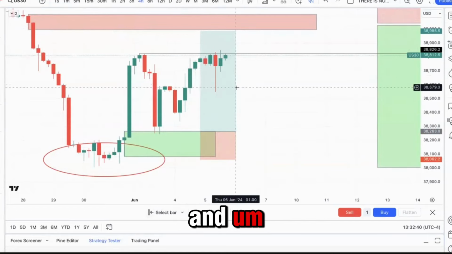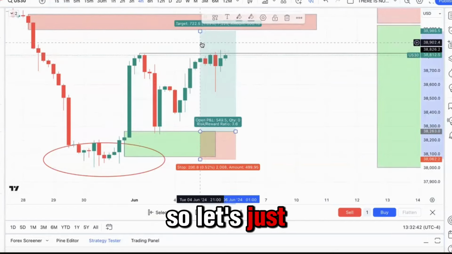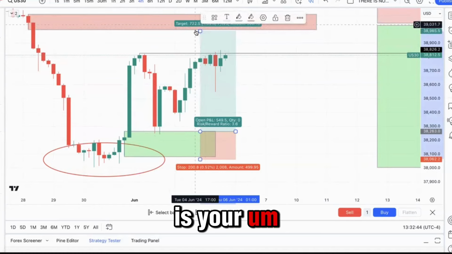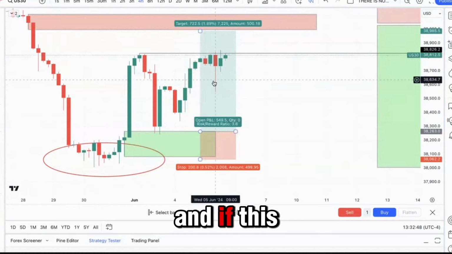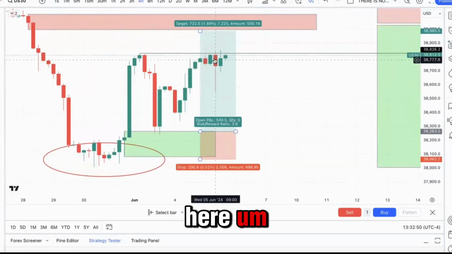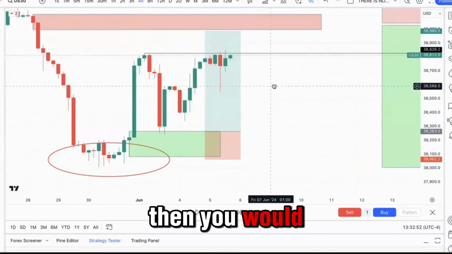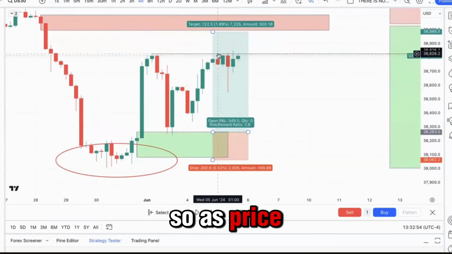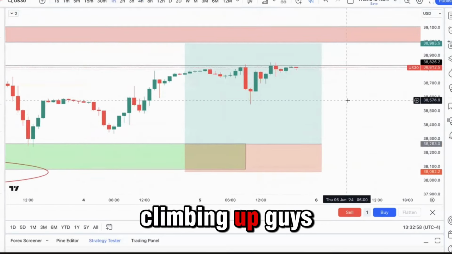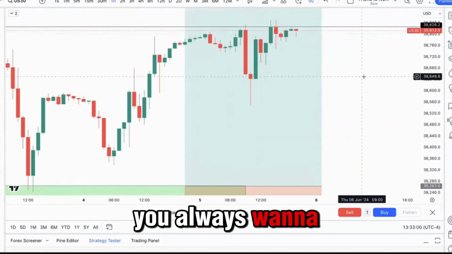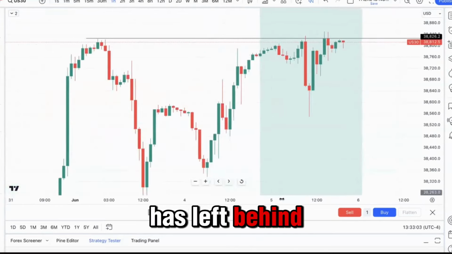And let's go to the 4-hour time frame. So let's just say that this is your TP right up here. You'd have to wait a little bit for that. And if this was your TP here, excuse me, here, then you would have been taken out. So as price is going up to this area, right? As price is climbing up, guys, remember, you always want to see what price has left behind.